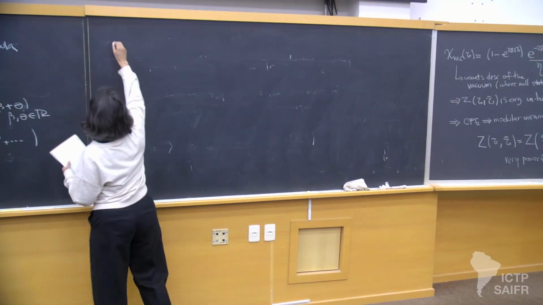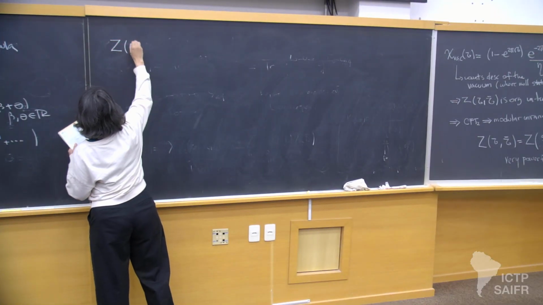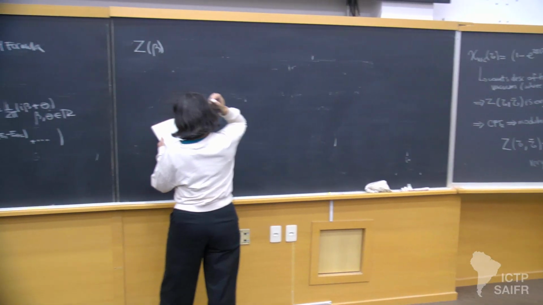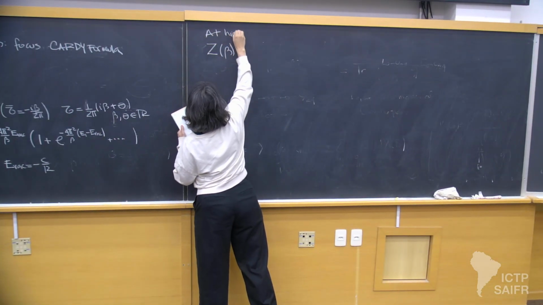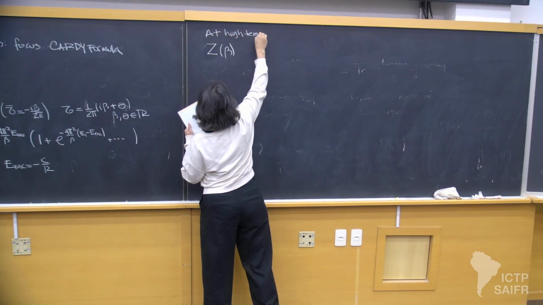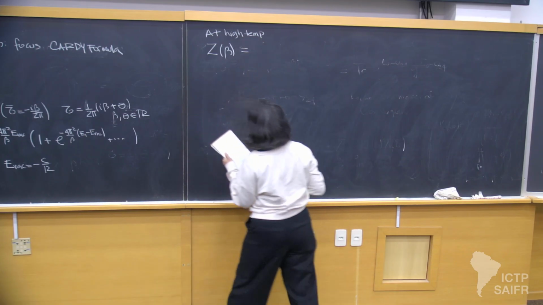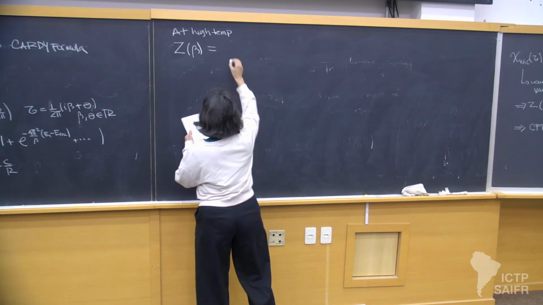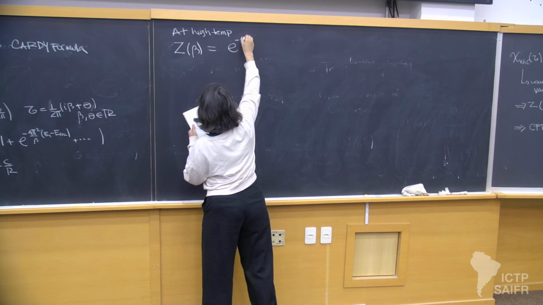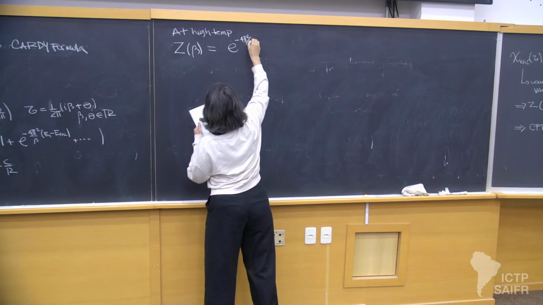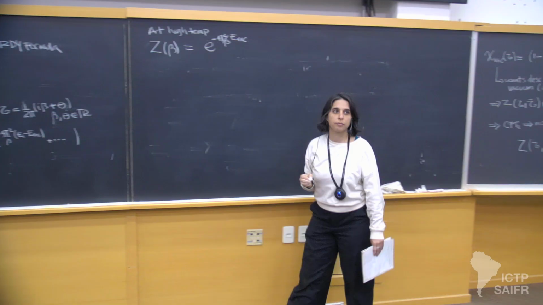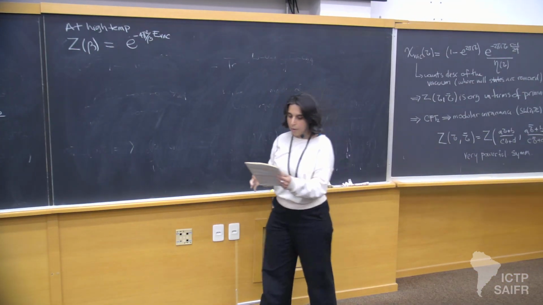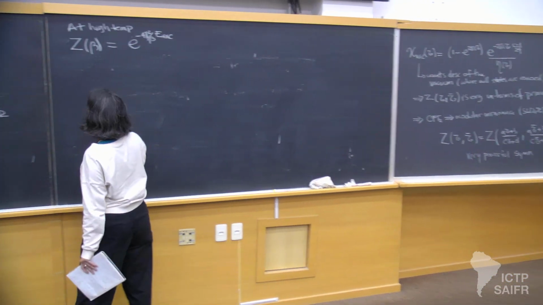So we get that basically, as beta goes to 0, so at high temperatures, I can approximate my partition function by e to the minus 4 pi squared over beta times the energy of the vacuum. Okay? And now we can do thermodynamics.